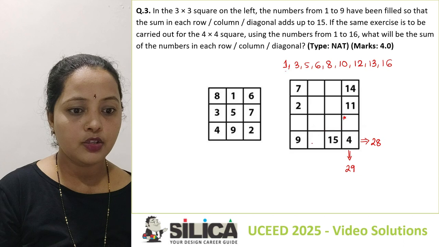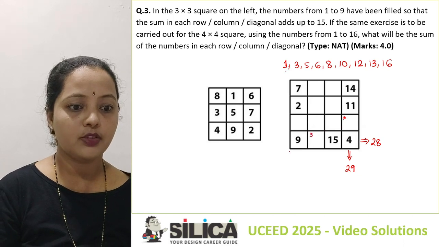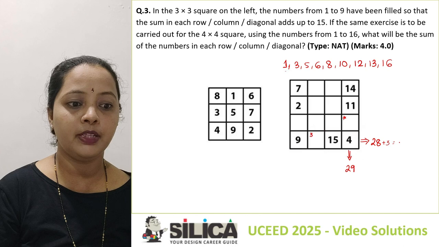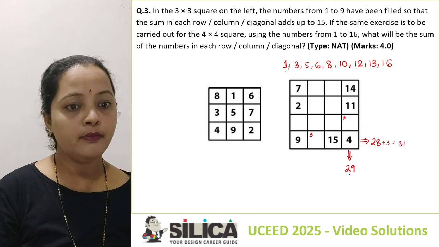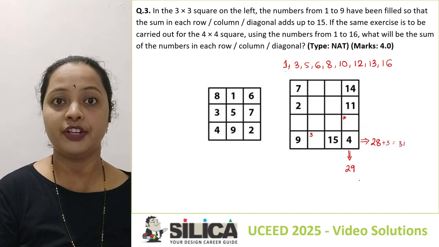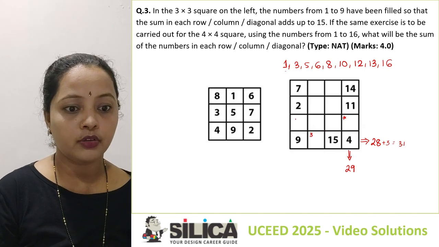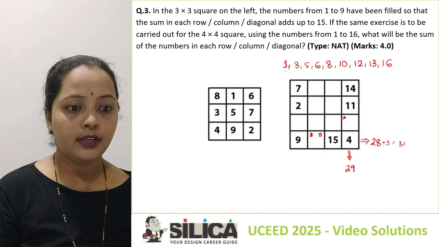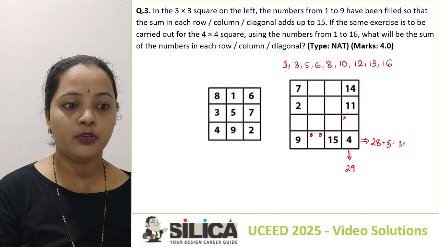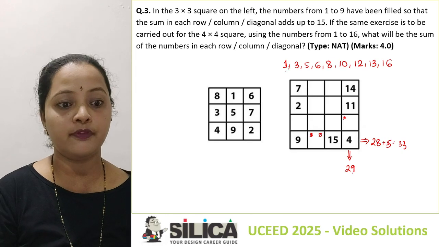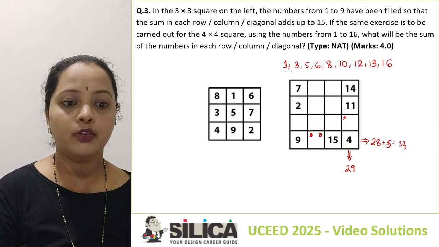Let's try with 3. So if I place the number 3 here, this will get increased by 3. 28 plus 3 will give me 31, and 29 plus 2 is going to give me 31, but there's no 2 available in the missing numbers, right? So 3 cannot come over here. If not 3, let me try with 5. If I add another 5 here, this will give me a total of 33, and 29 plus 4 would give me 33. Again 4 is not available. So 1 and 3 not possible.